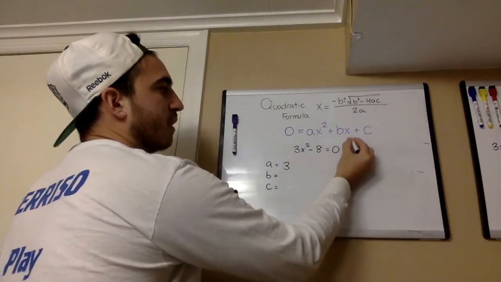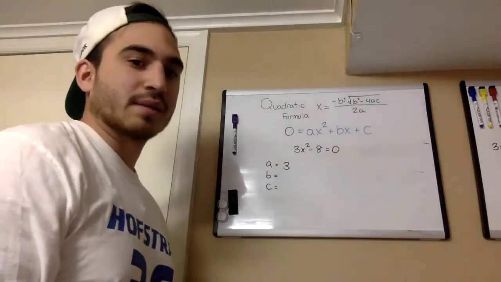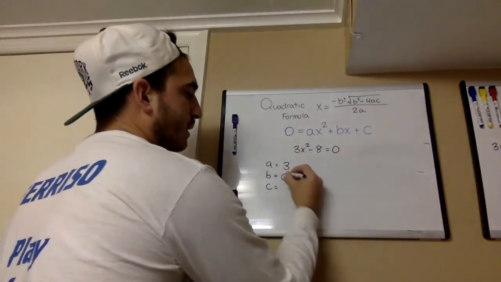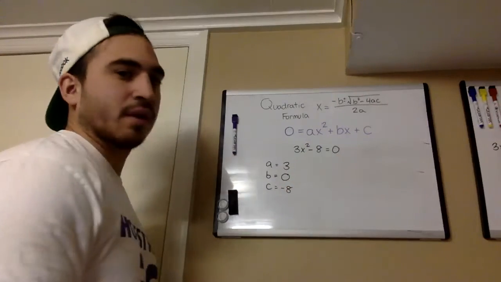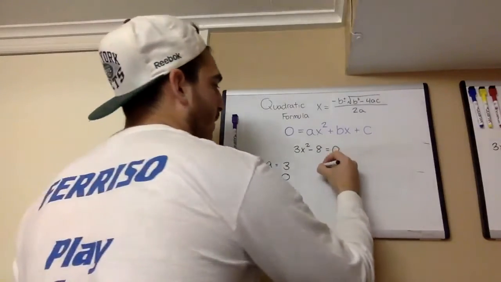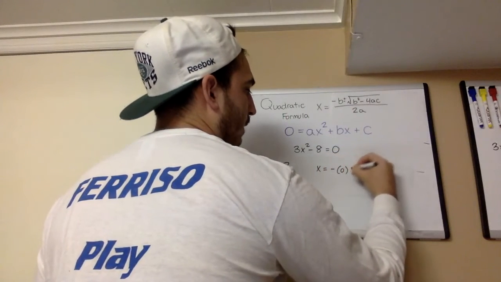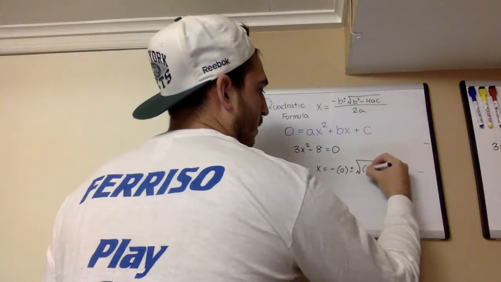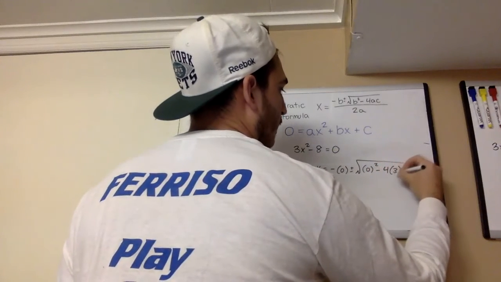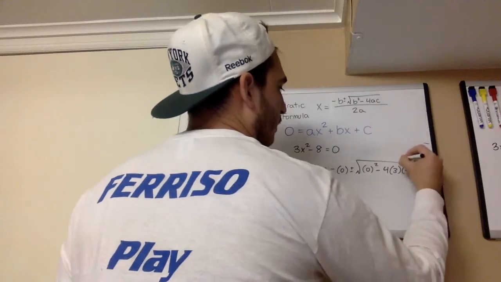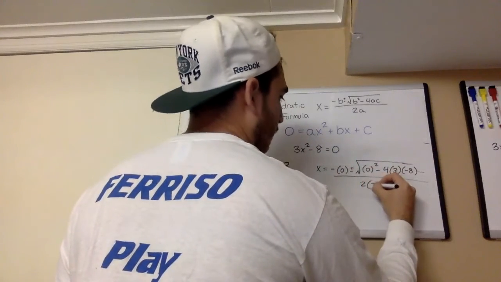The B is in front of just the x. However, in this problem, I do not just have an x. So that means my B value is going to be 0, and my C is going to be negative 8, the number that's by itself. Now I'm going to plug into the formula. So I have x equals negative b, which is 0, plus or minus the square root of b squared minus 4 times 3 times negative 8 divided by 2 times 3.